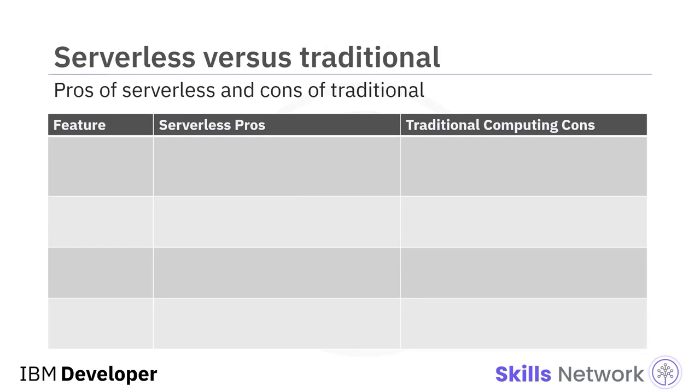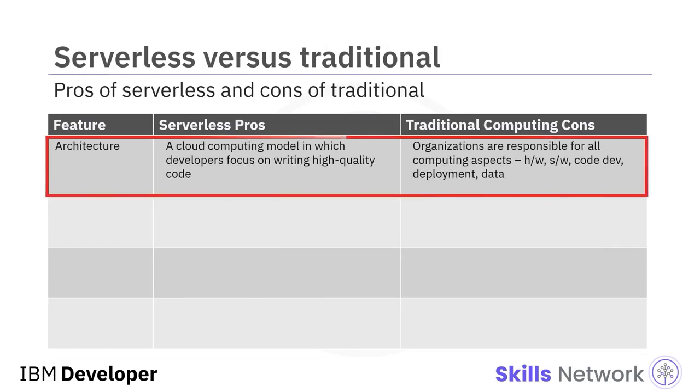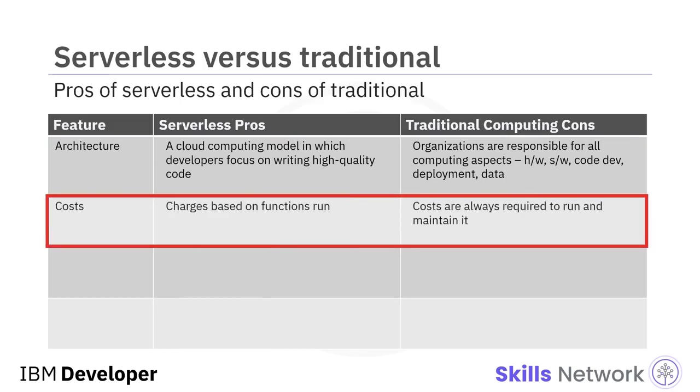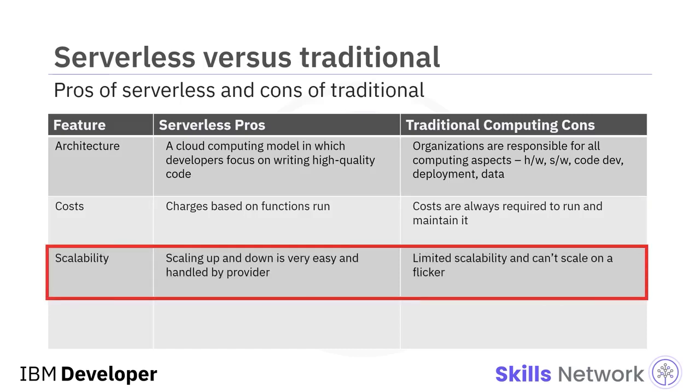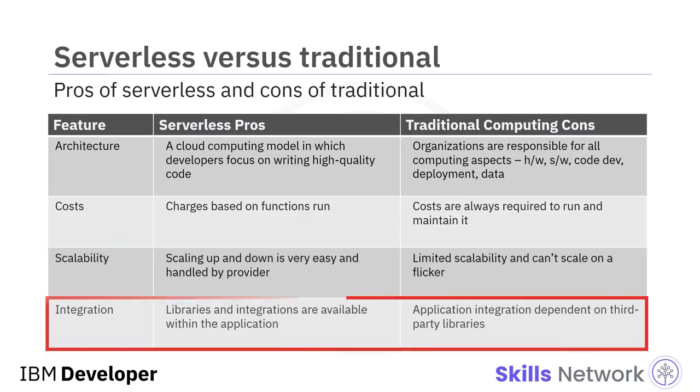And for language support, containerization supports any language. And now let's compare serverless computing and traditional computing, starting with the pros of serverless and the cons of traditional computing. Serverless architecture is a cloud computing model in which developers focus on writing high-quality code. Serverless computing is more cost-effective since you only pay for what you use. Scalability is handled entirely by the cloud provider, and libraries and integrations are available within the application.